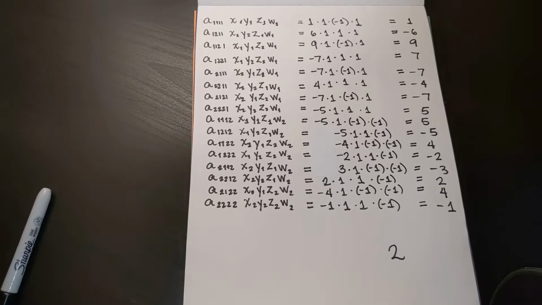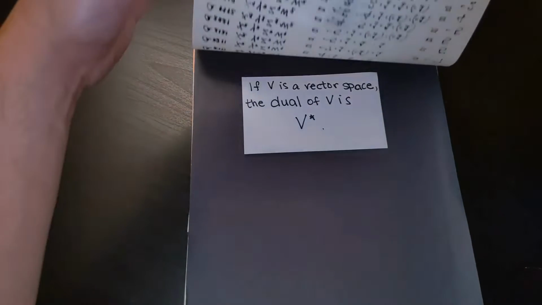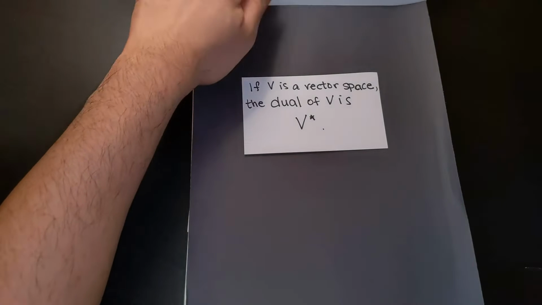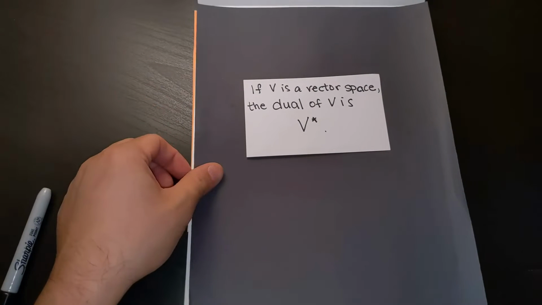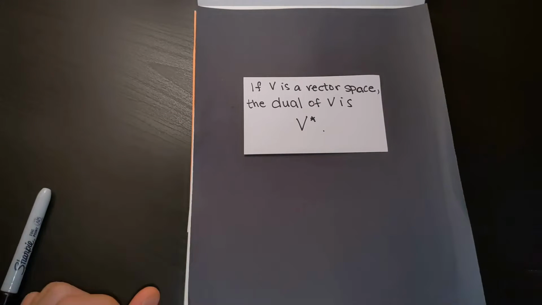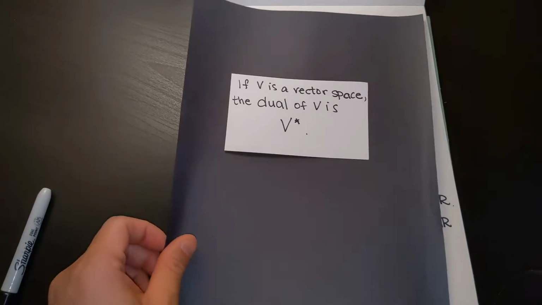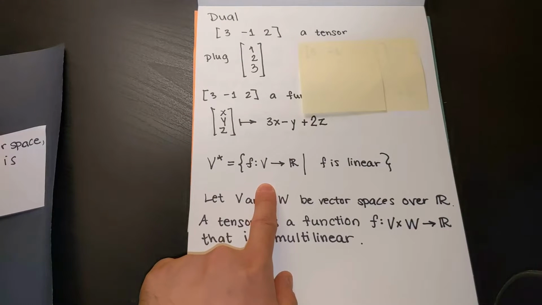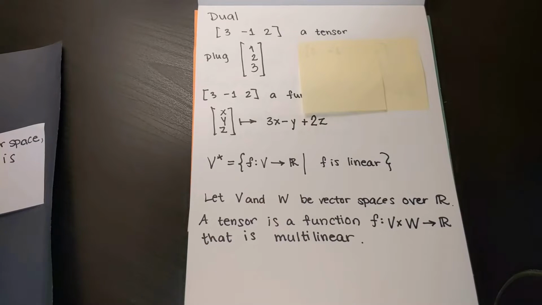Can we have a tensor that takes only one vector as an input? Yes. It's called the dual of a vector space V. If V is a vector space, its dual is V upper star, which is the set of linear functions from V to R, or whatever field over which V is.